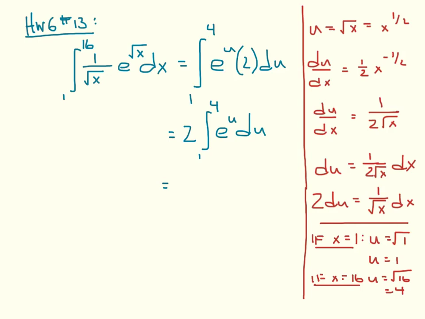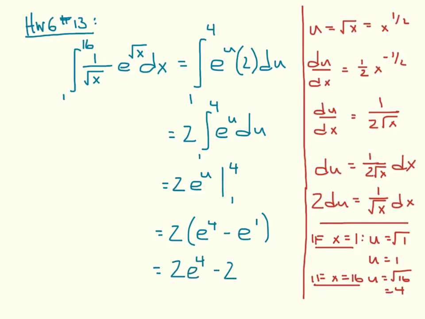Okay, so what do we get? Well, the 2 sits out front. Antiderivative of e to the u is itself. And then we're evaluating from 1 to 4, so we're going to get 2 e to the 4 minus e to the first. And if we want to distribute the 2 to make it look a little bit neater, we can write it as 2 e to the 4th minus 2e.